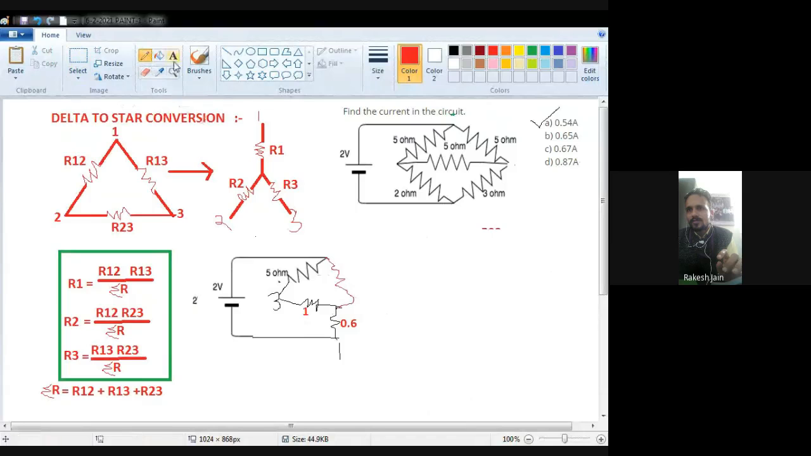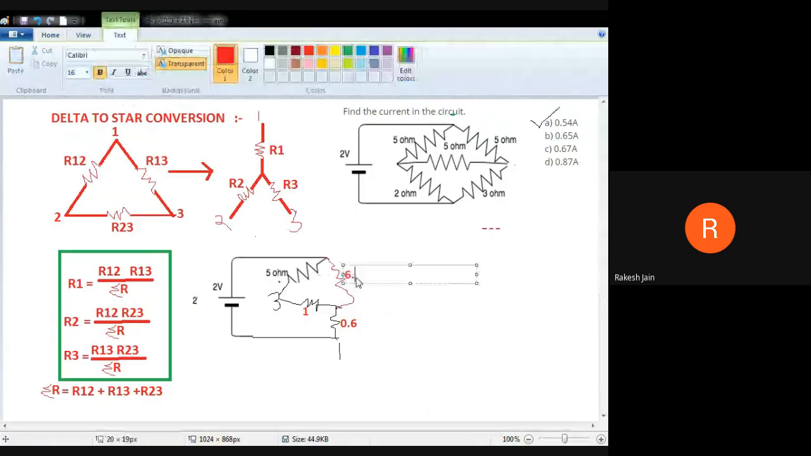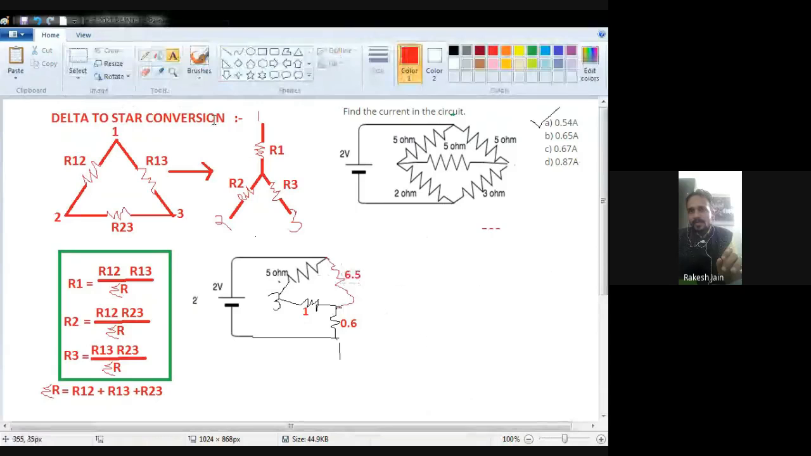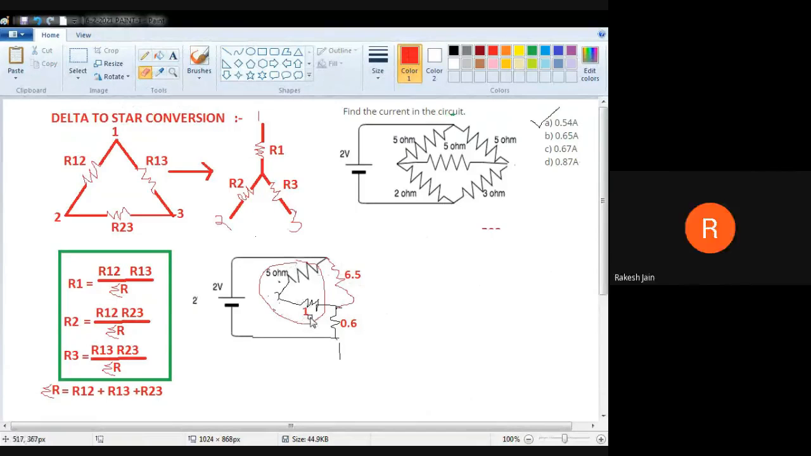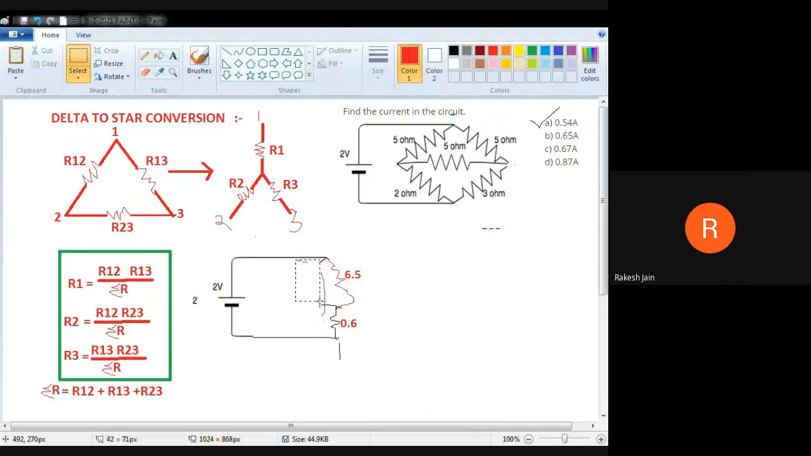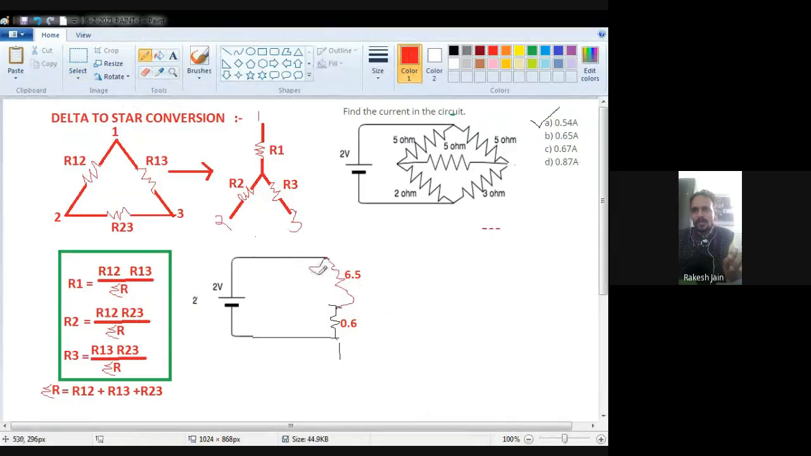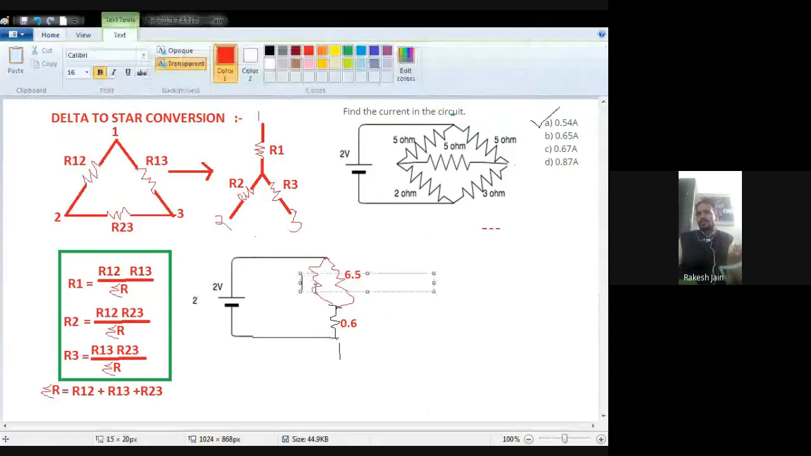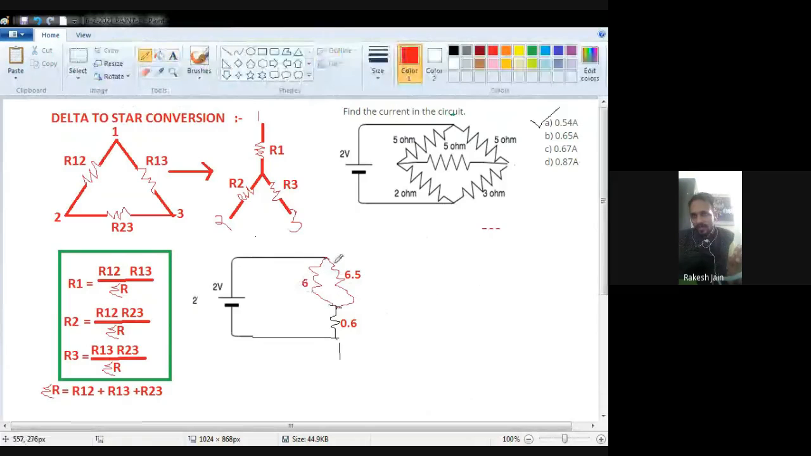Now the third one is R3 resistance. So definitely with the help of the formula, R3 is equal to R13 multiplied by R23 divided by 10, that is 2 ohm multiplied by 5 ohm divided by 10. So this will be equal to 1 ohm. Okay. So now your diagram will be changed, and I put these three values into the new diagram. Now see very carefully.